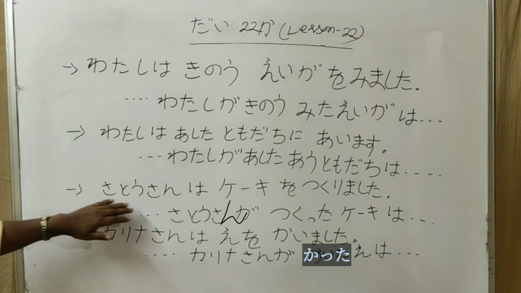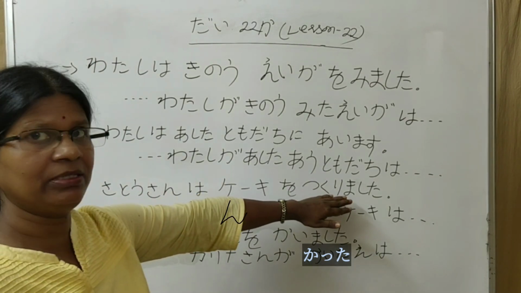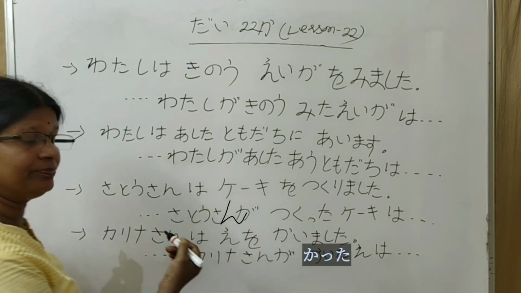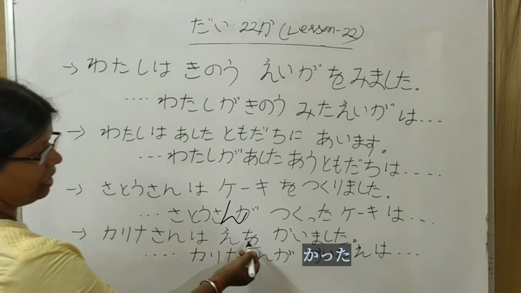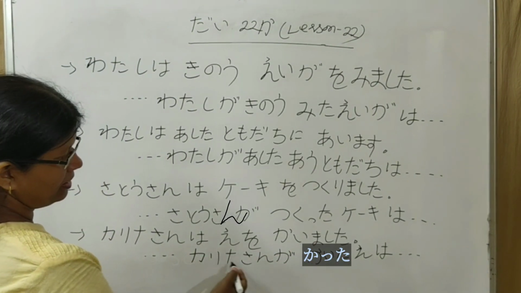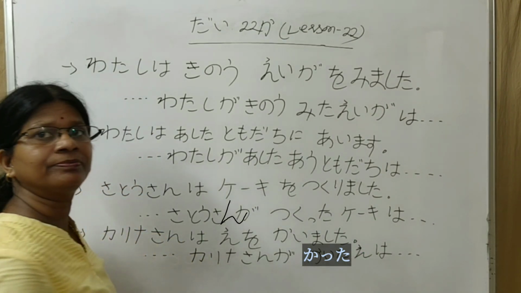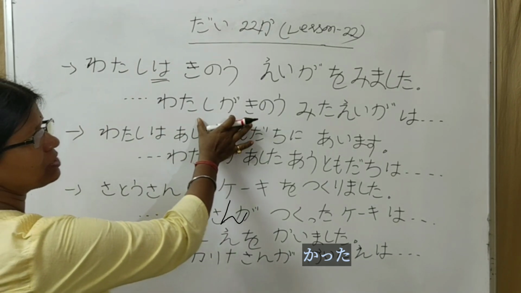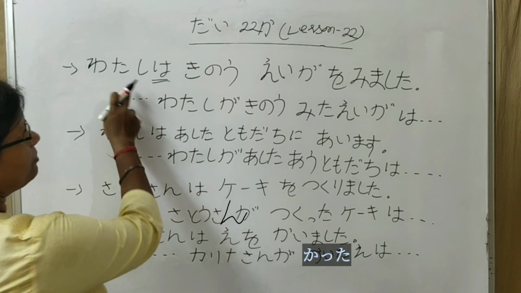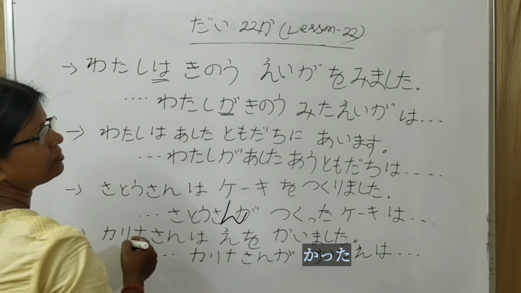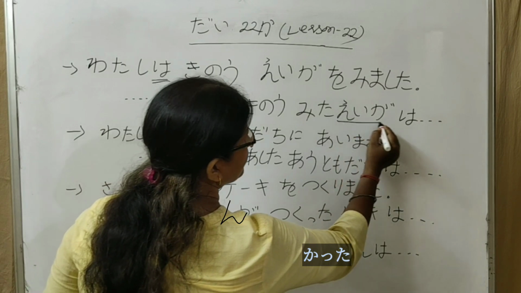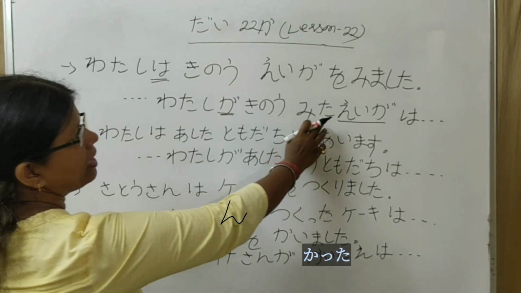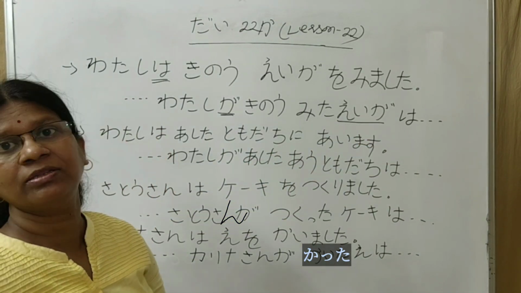Next, Sato-san wa keiki o tsukurimashita. Sato-san ga tsukutta keiki wa. Karina-san wa e o kaimashita. Karina-san ga kaita e wa. Okay, but here watashi takes the wa particle. But when a sentence modifies a noun, the subject wa changes to ga. Eiga became the topic of the sentence. It takes wa. Watashi ga kinou mita eiga wa omoshirokatta desu.